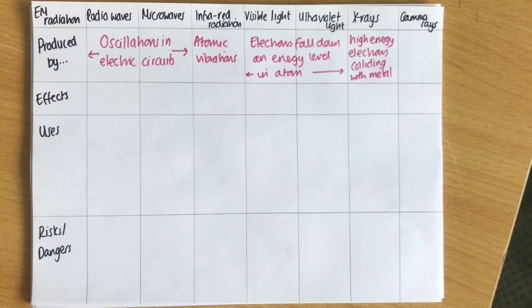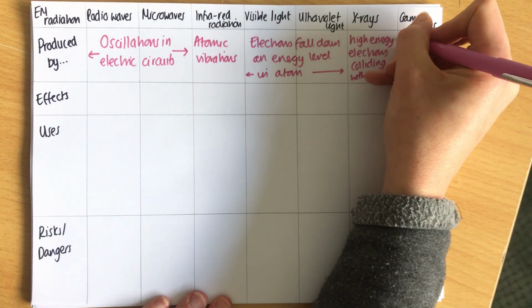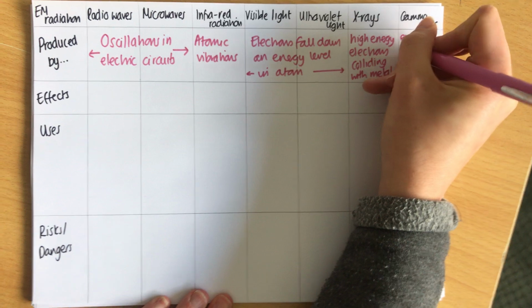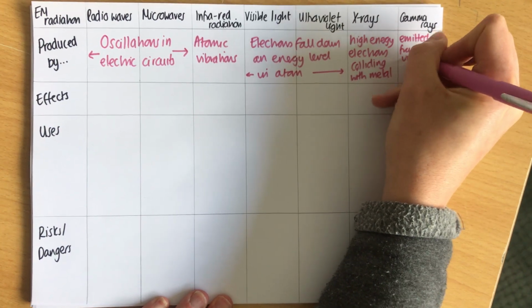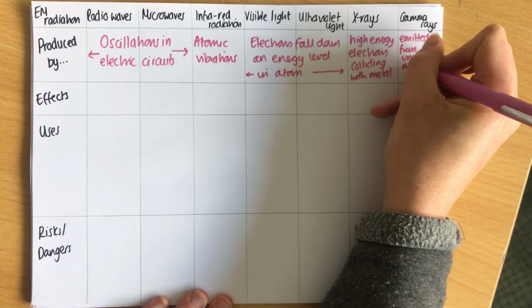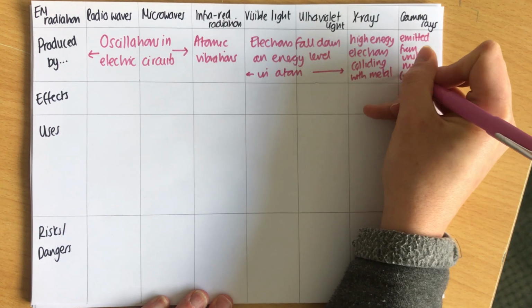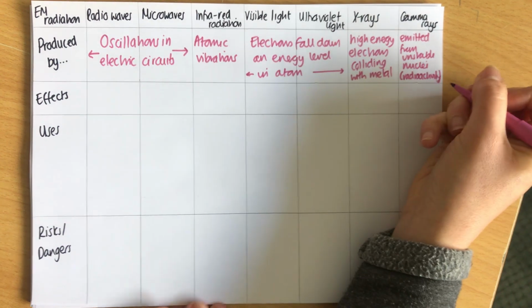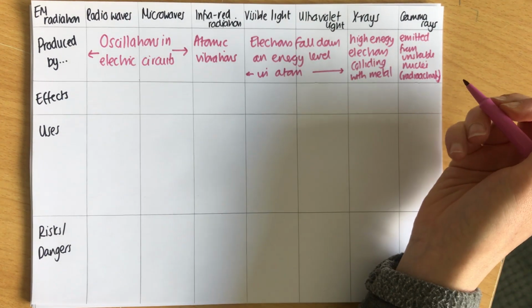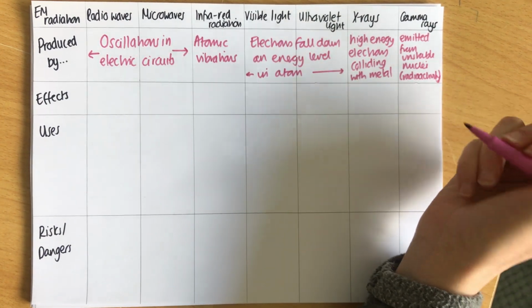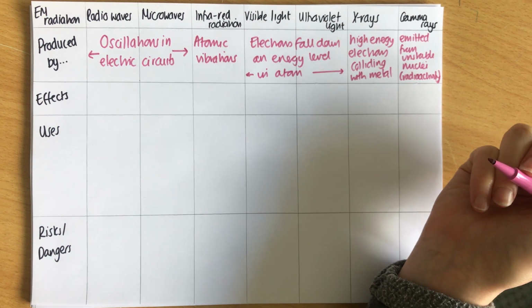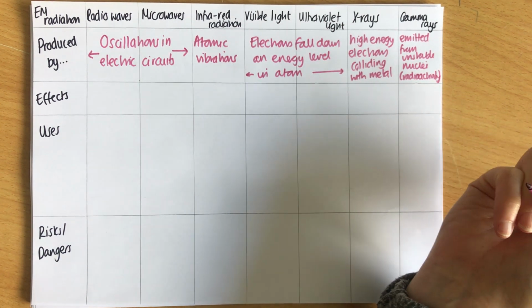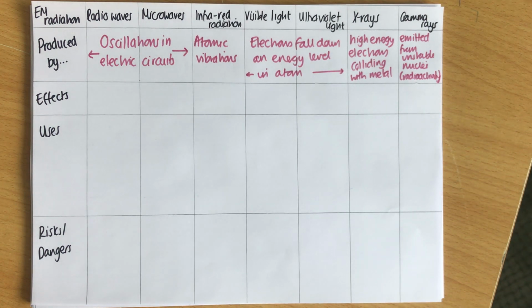And finally, gamma rays, these are emitted naturally from atoms that are unstable. So gamma rays are emitted from unstable nuclei, and I'm going to write in a bracket radioactivity. So if you've studied radioactivity yet, or radioactive decay, you'll have come across gamma rays there. It's the same thing, and they are emitted from an unstable nucleus to try and calm that nucleus down and release some excess energy. Okay, so that's how they're produced in a nutshell.